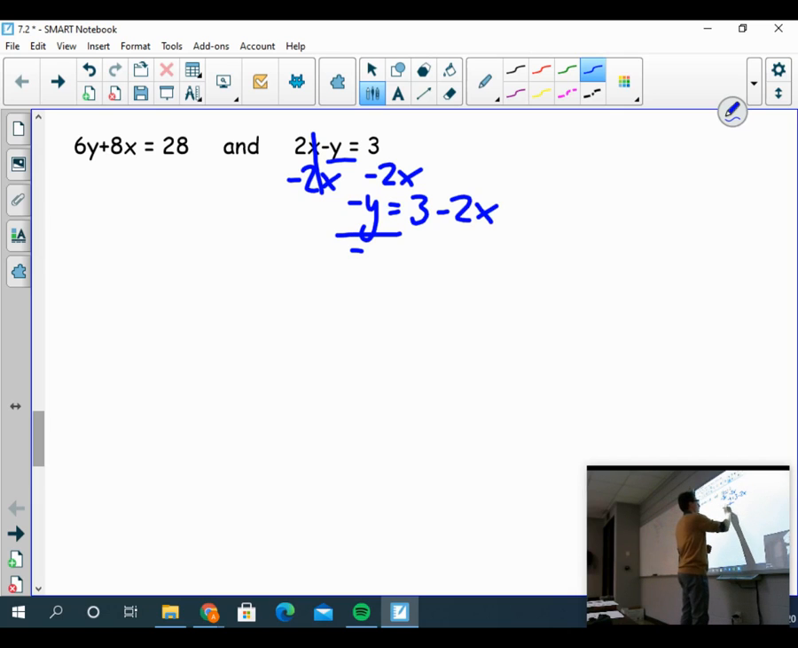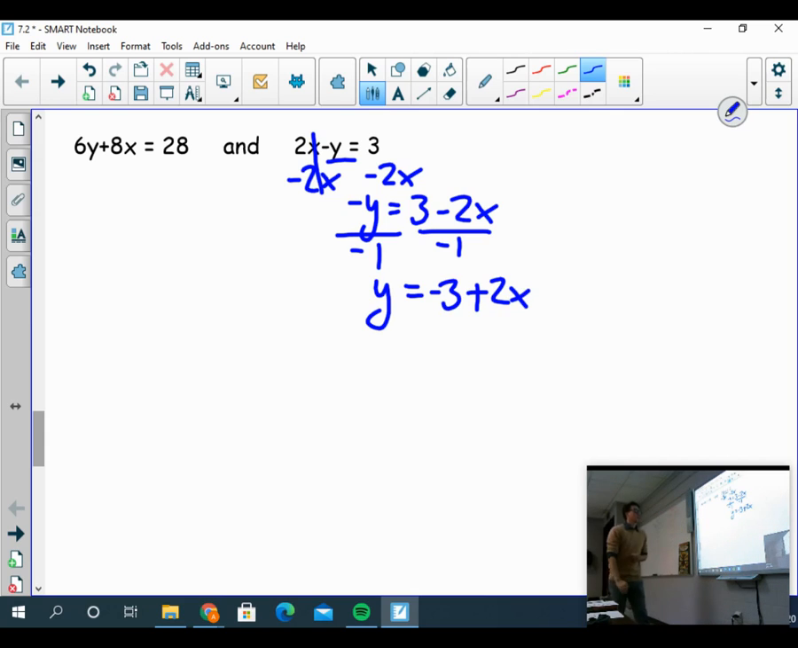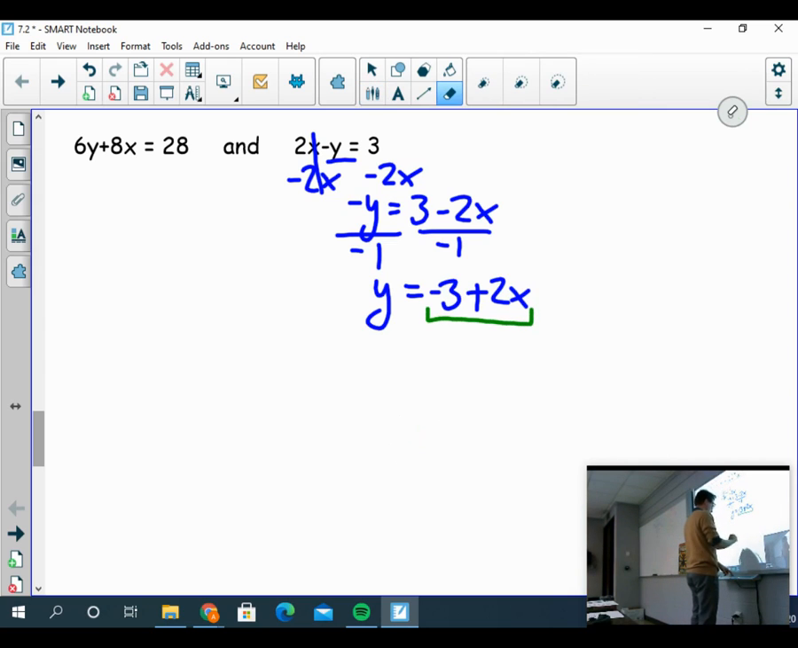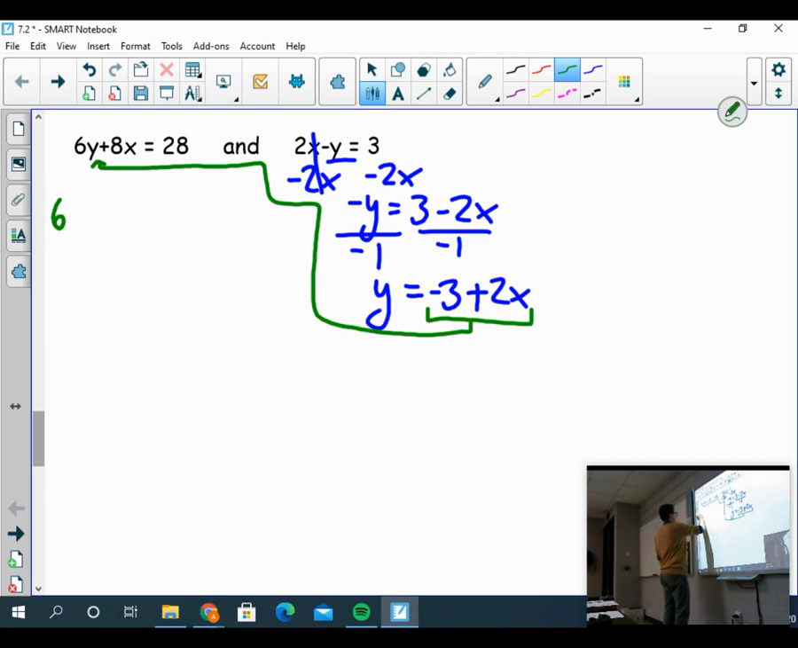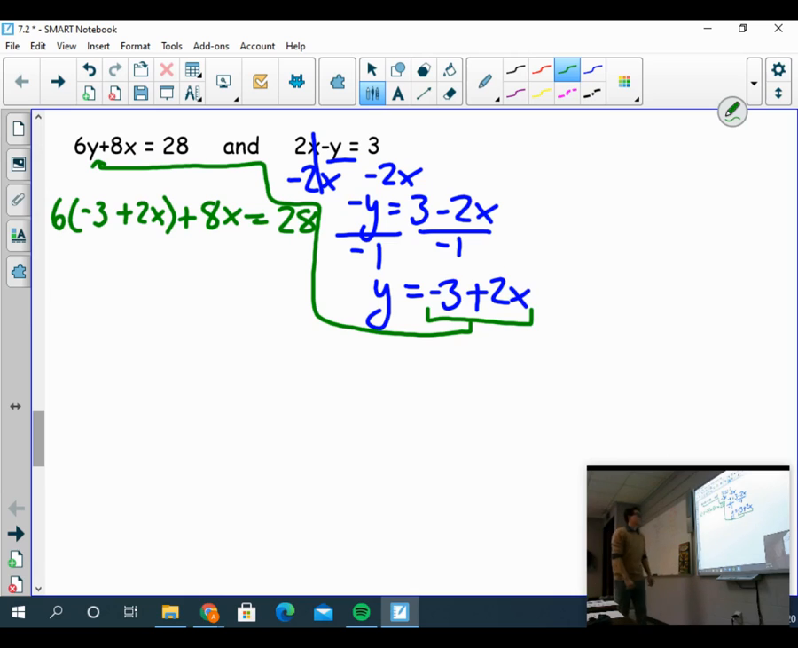Then I'll divide all sides by -1. And I get y equals -3 plus 2x. Again, just getting that y by itself. Now I am able to substitute -3 plus 2x in for y in my other equation. So I get 6 times (-3 plus 2x) plus 8x equals 28. Again, just plugging in -3 plus 2x for y because the two are equal.